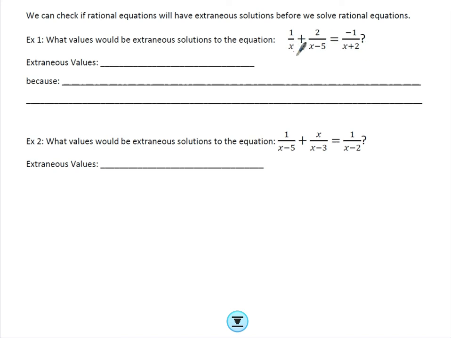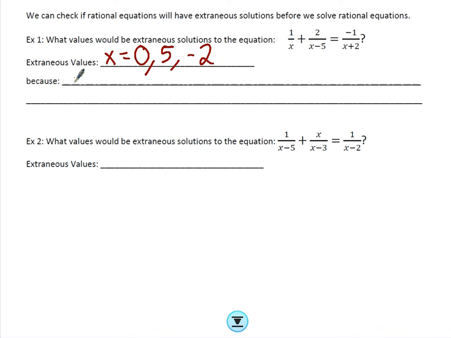So in this particular case, in this first one, 1 over x, well, if x were 0, then we would get 1 over 0, so we'd be dividing by 0. In the second rational expression here, if x was 5, 5 minus 5 is 0. So 5 would be another example of an extraneous solution. And then here, x plus 2, well, if x was negative 2, negative 2 plus 2 equals 0. So those are our 3 possible extraneous solutions.